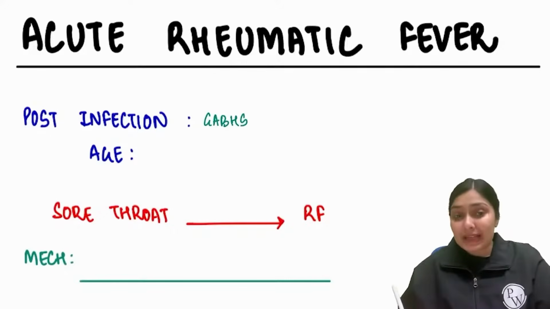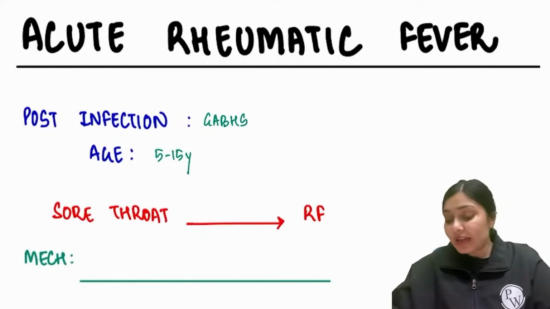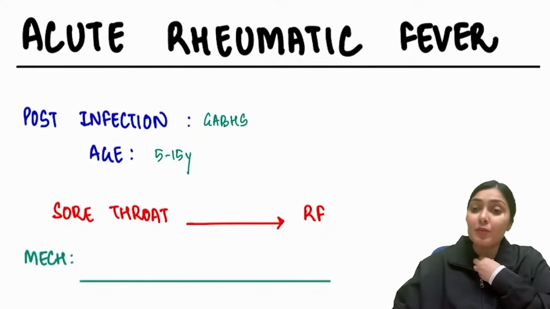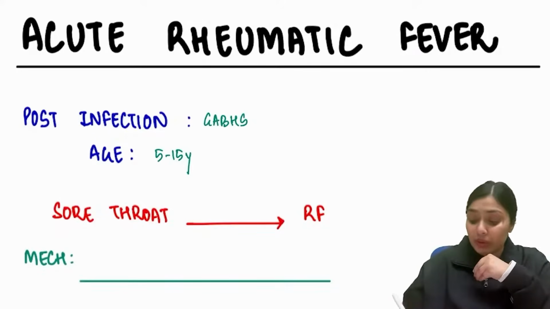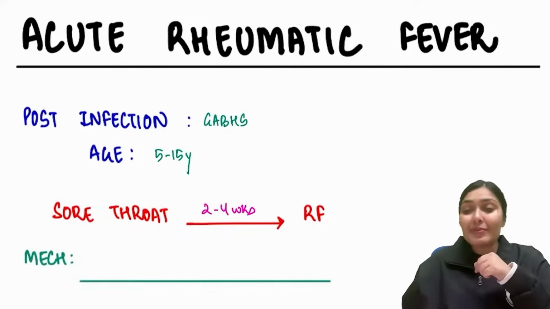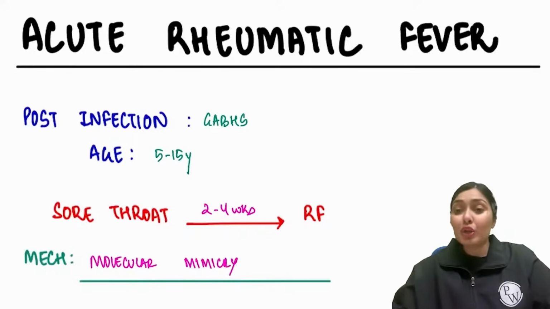And the age group that is mostly affected is 5 to 15 years of age. What happens here? The child will have an infection, a sore throat, by this organism, group A beta hemolytic streptococcus, and 2 to 4 weeks after that sore throat, the child is going to show you the features of rheumatic fever. What is the mechanism over here? The mechanism is nothing but molecular mimicry. What is this molecular mimicry?